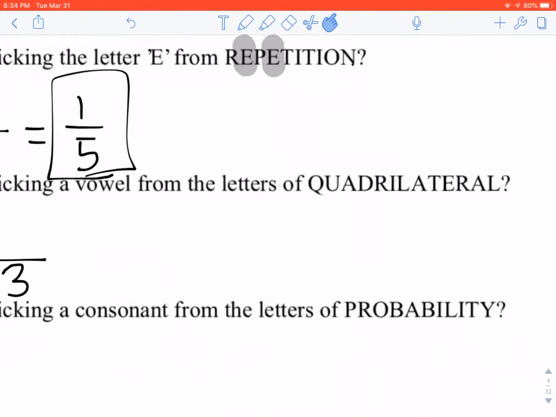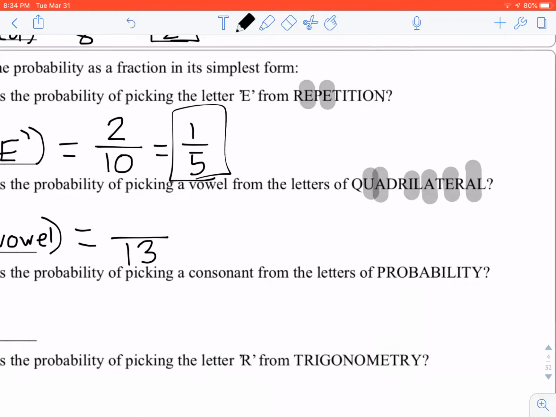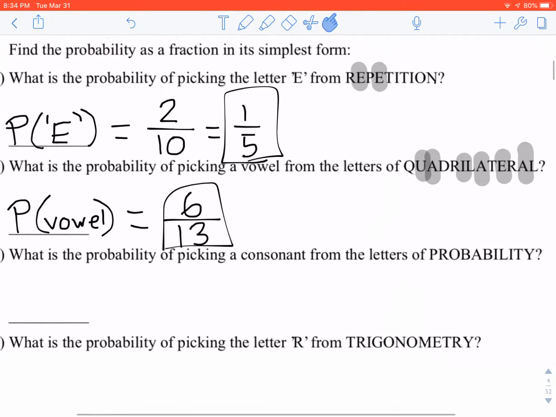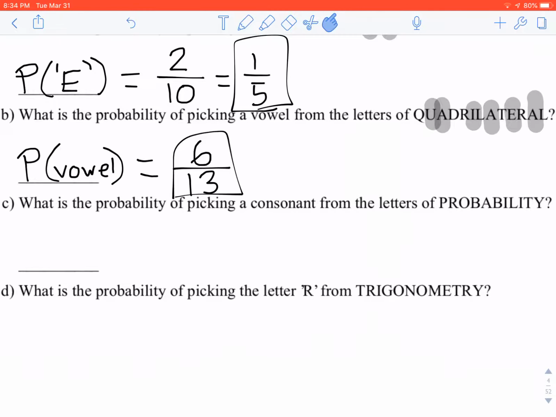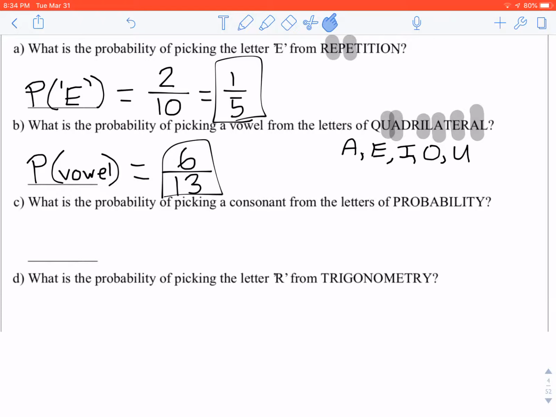And let's count how many vowels there are. So remember, we have A, E, I, O, U. So we have one. I have to use a highlighter. So 1, 2, 3, 4, 5, 6. Okay, so there are 6 vowels that cannot be reduced. Okay, so there's a 6/13 chance of that being selected. If you guys want to write A, E, I, O, U underneath the word, just to remind you what the vowels are, that might be helpful, again, if you forget.